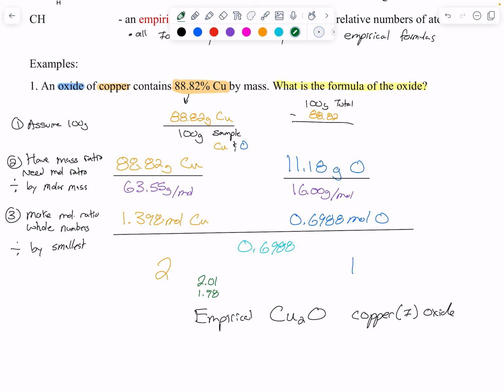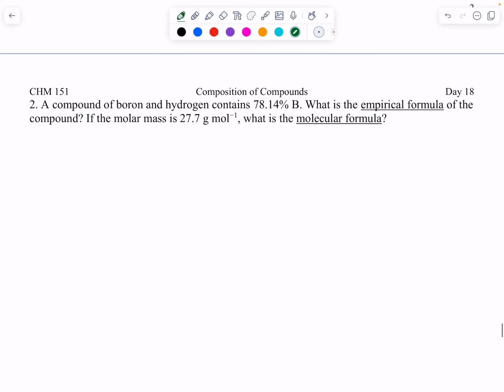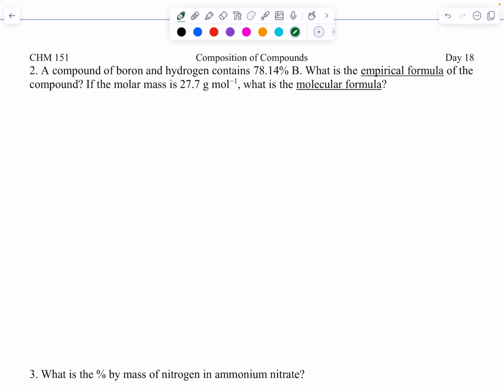All right, so I just wanted to point that out. Let's do another one. A compound of boron and hydrogen. All right, so I have boron and hydrogen. We have boron, and we have hydrogen, and it's that much boron. What is the empirical formula? And the molar mass is 27.7 grams per mole. What's the molecular formula?